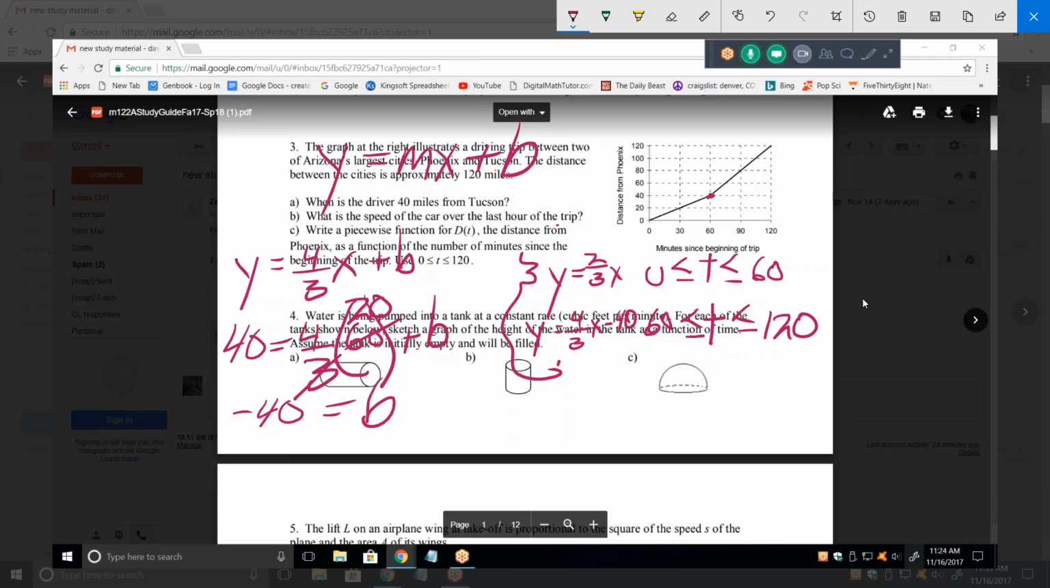So you don't necessarily have to cross the y-intercept to be able to figure it out. All you need is slope and one point. I could have used this point up here. I could have used that point. I could have used any of them. As long as I knew the slope and one point, then that specifies where it would cross the y-axis.